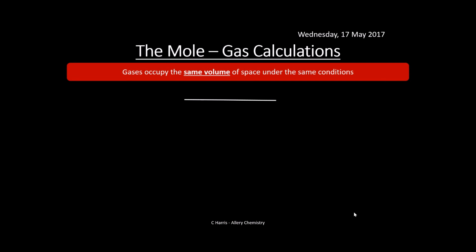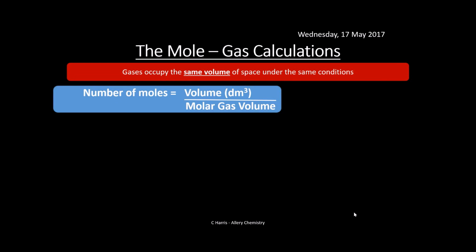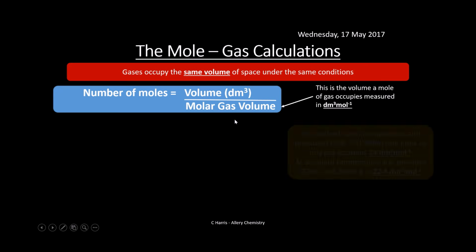Okay, so let's look at the mole gas calculations. Gases occupy the same volume of space under the same conditions. Remember we saw in the previous slides how to work out the relationship between moles and mass, and moles and concentration for solutions. This is the one for gas. The number of moles is the volume in decimeters cubed divided by the molar gas volume. This is just the volume that a mole of gas occupies, measured in decimeters cubed per mole. It's the molar gas volume.